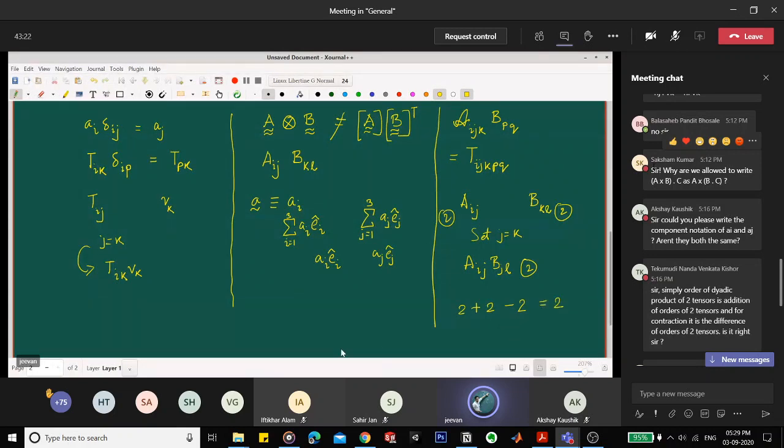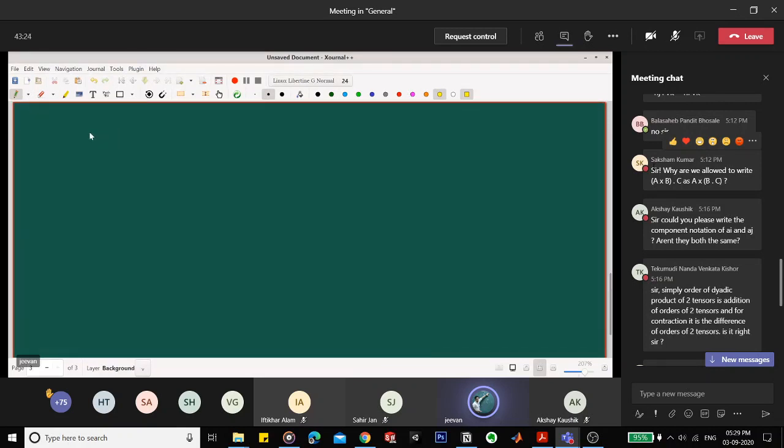Similarly, if I go to the next page and take a third order tensor like this, this was the original dyadic product. Now we want to take a single contraction between them. Now we have even more choices. But again, for the purpose of illustration, let's say that we set j equal to q. Then what we'll get is Aijk Bpj.